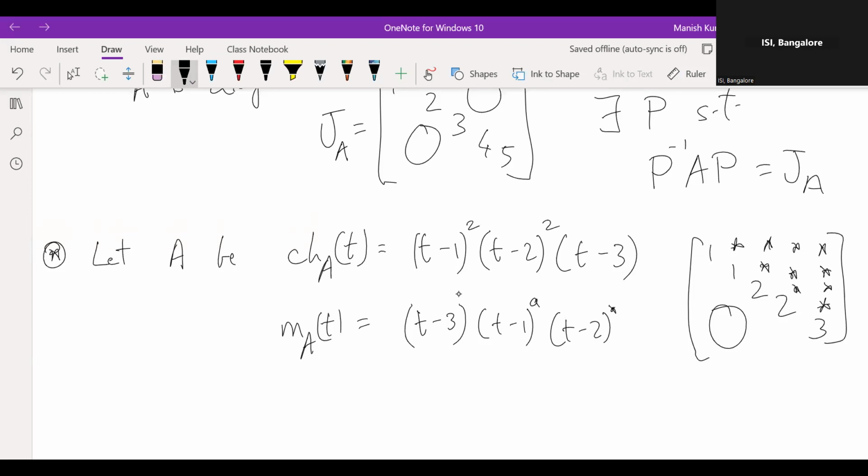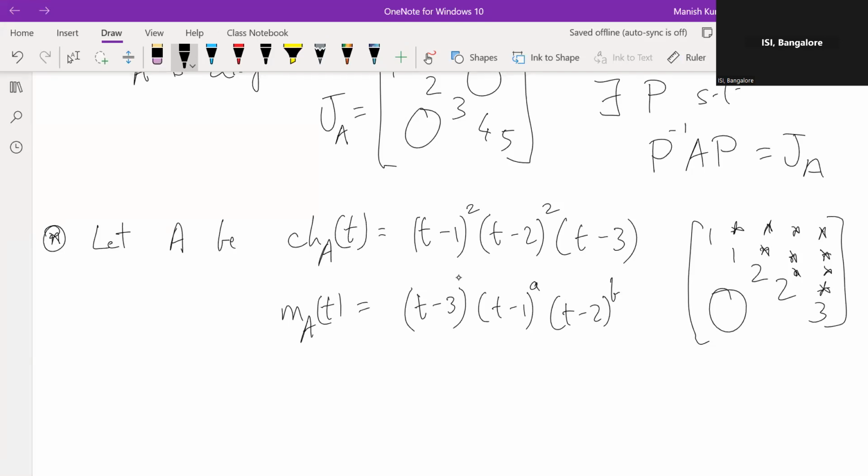Let's call the variables A and B. So A and B you don't know. It could be 1 or 2, but the power of t minus 3 we know it's going to be 1. It can't be 0 because the characteristic and minimal polynomial. Sorry, our notation was P, so let's stick to this. Minimal polynomial. So t minus 3 has to divide P_A(t), and the minimal polynomial divides the characteristic polynomial.